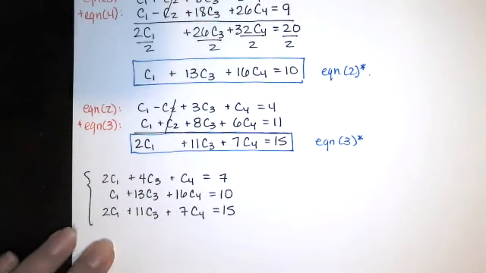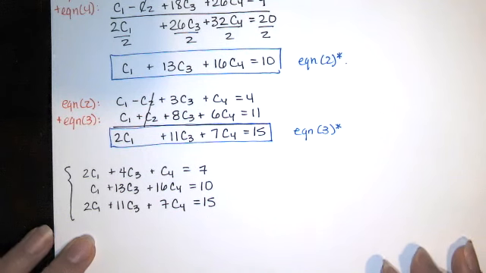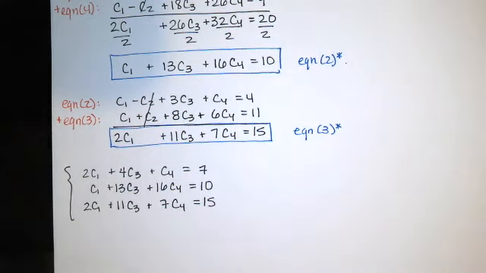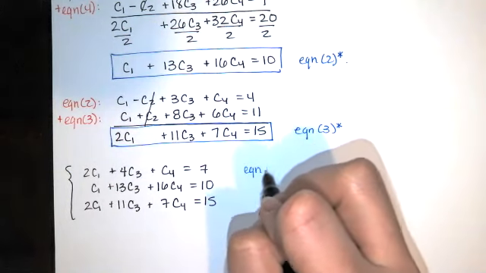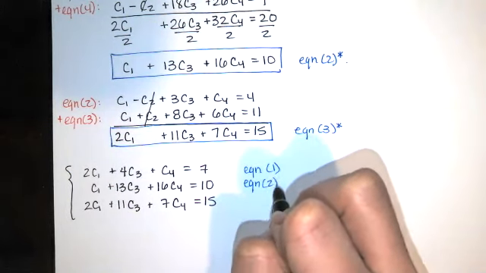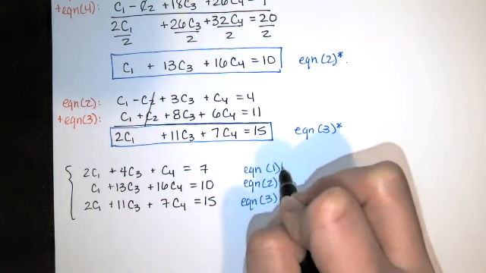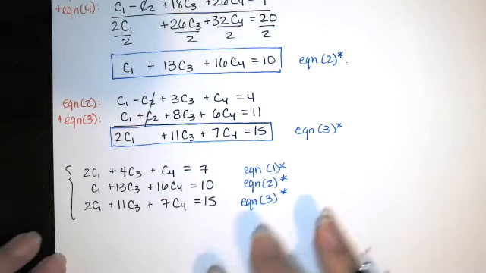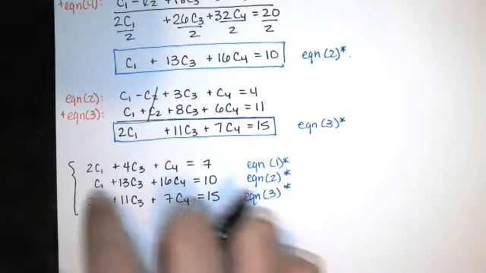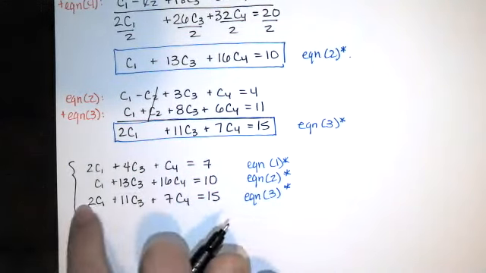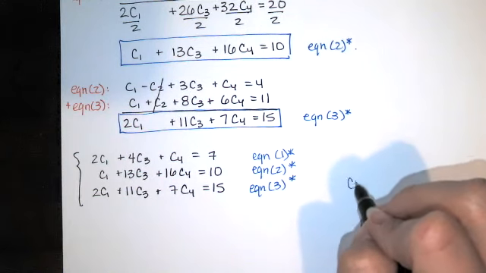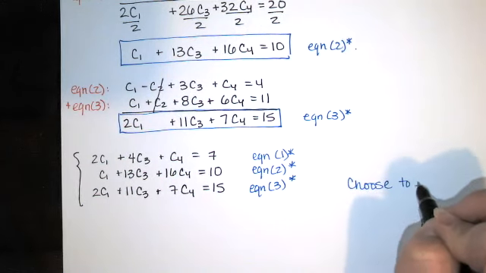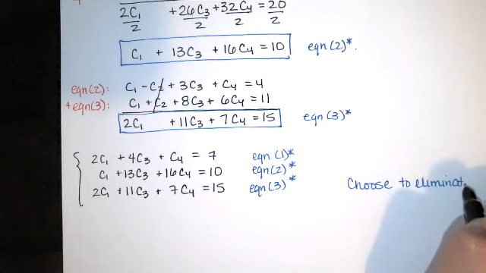Okay, and now we are trying to pick a different variable to get rid of. I think the obvious choice for a variable to get rid of is C1. I think we can take the second equation here. I call these equations 1 star, 2 star, and 3 star. I will take the second equation, multiply by -2, and I will add that to this equation, and I'll add that to that equation. And that will eliminate C1. So again, we're making a choice. And we're going to eliminate one variable at a time.